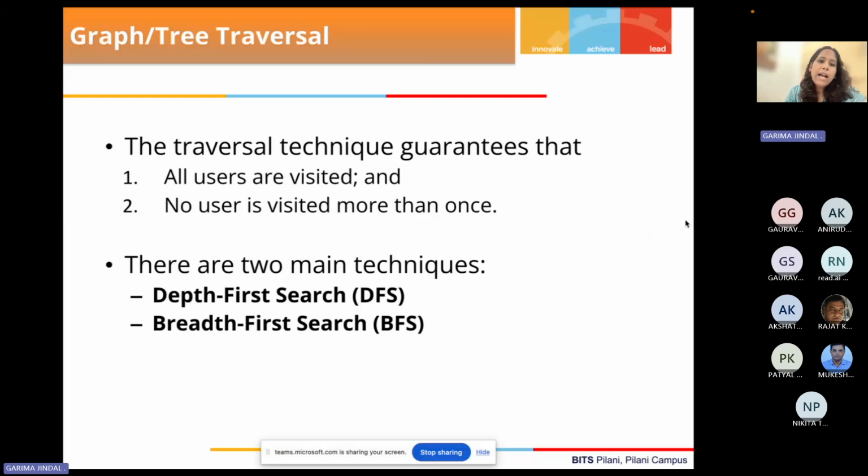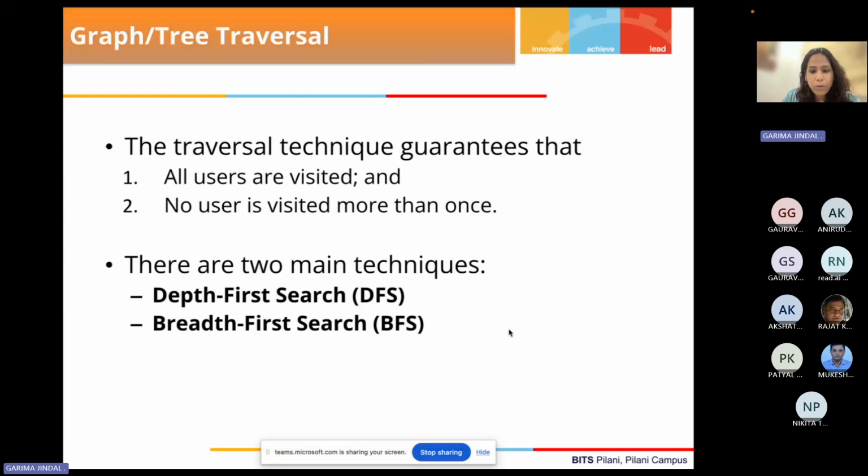Okay, so let's start with our tree traversal algorithms. What are the traversal algorithms? Basically we have two traversal techniques, the depth first search and the breadth first search. These two techniques form the basics of most of the algorithms when we are trying to identify the shortest paths and other advanced algorithms. So these two techniques form the basis of those complex algorithms.